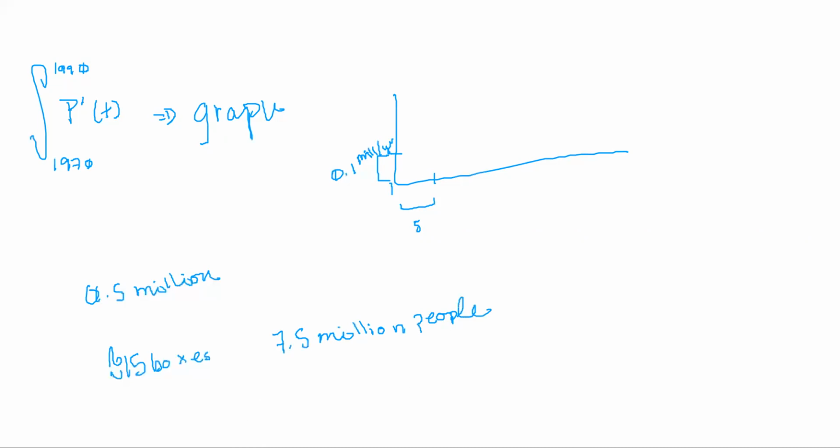I think the book says 7.65, but this is approximate. I go back up. Are we good? Cool. And it makes sense because it's in millions of people, and that's what we expected this to be in.